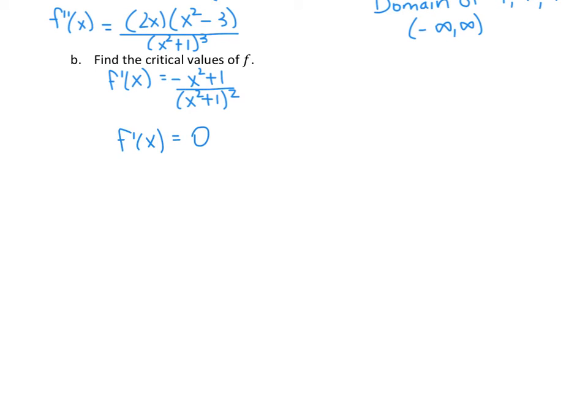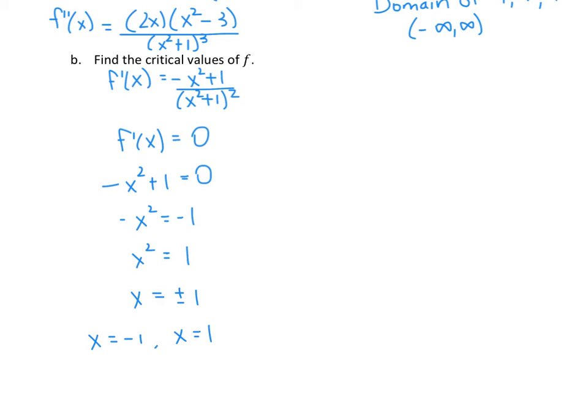Well, setting this function equal to 0, we're interested in when the numerator is 0. When the numerator is 0, the fraction is equal to 0. So negative x squared plus 1 equals 0. Subtracting 1 from both sides, dividing by negative 1, we have x squared equal to 1. Now taking the square root of both sides, we get that x is equal to positive or negative 1.